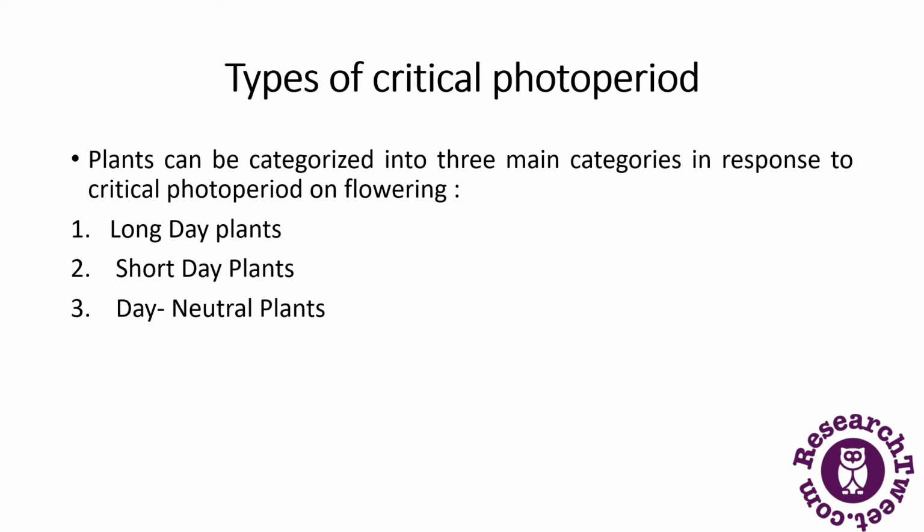Plants can be characterized into three categories in response to critical photoperiods, that is long day plants, short day plants, and day neutral plants. So first we will be discussing long day plants, and we will be discussing all these in detail in these slides.